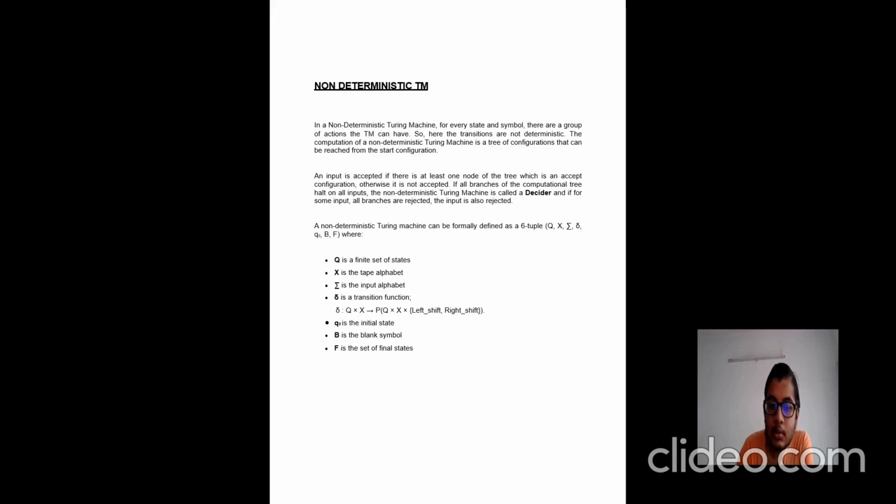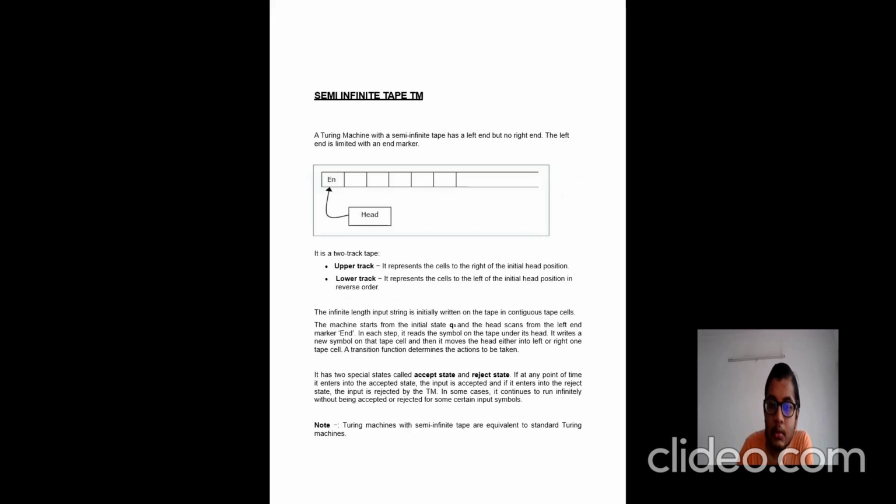A non-deterministic Turing machine can be formally described as a 6-tuple, where Q is the finite set of states, X is the tape alphabet, sigma represents the input alphabet, and delta is the transition function, where delta maps Q × X to P × X × left shift or right shift. Q0 is the initial state, B is the blank symbol, and F is the set of final states.